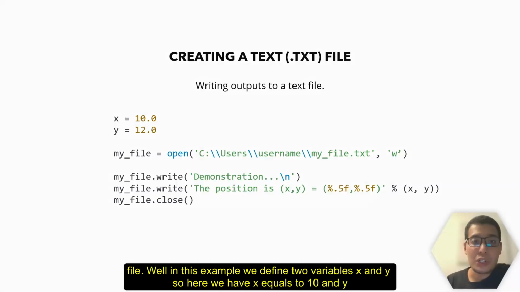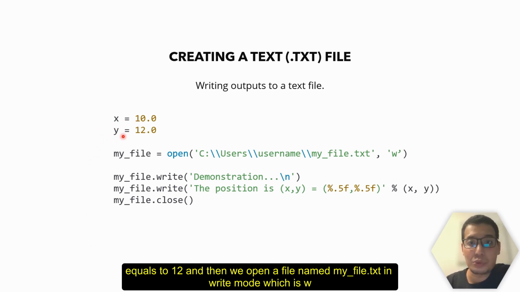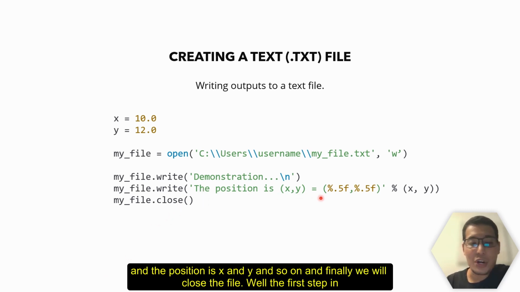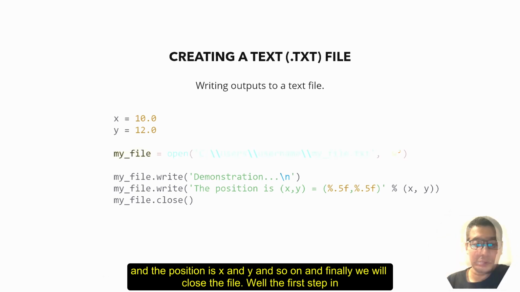In this example, we define two variables, x and y. Here we have x equal to 10 and y equal to 12. And then we open a file named my_file.txt in write mode, which is "w" here, by using the open function. Here we write some formatted text, which is the demonstrations, and the position is x and y, and so on. And finally, we close the file.